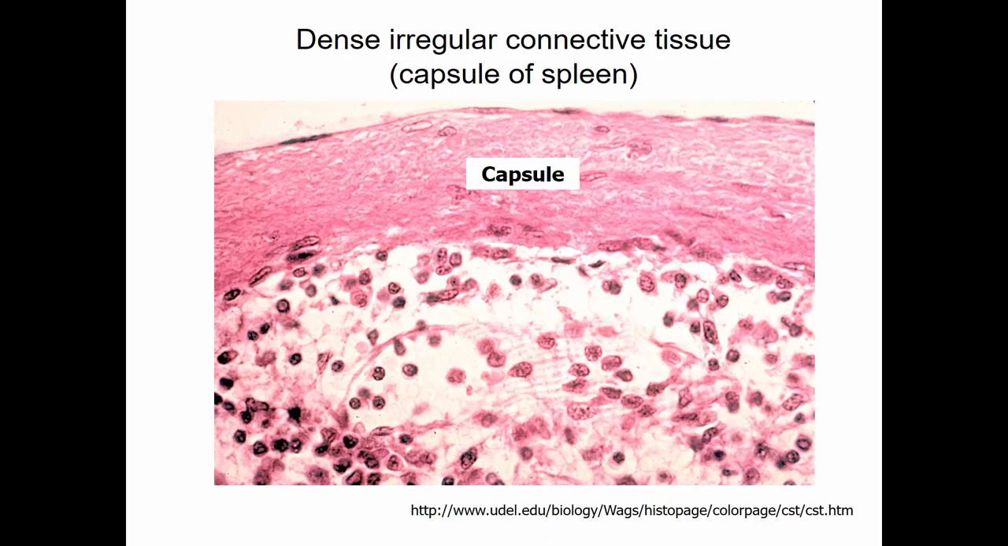This is the interior of the spleen. And the main cells here are lymphocytes, but you also have red blood cells. And we'll get into the spleen later in the term. But the important thing here is that this is a connective tissue that's very abundant in type 1 collagen. The connective tissue in the body of the spleen here is reticular connective tissue. And that is rich in type 3 collagen.